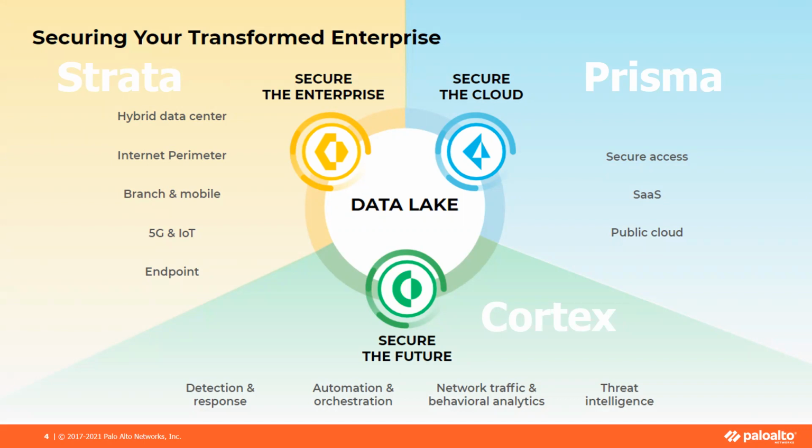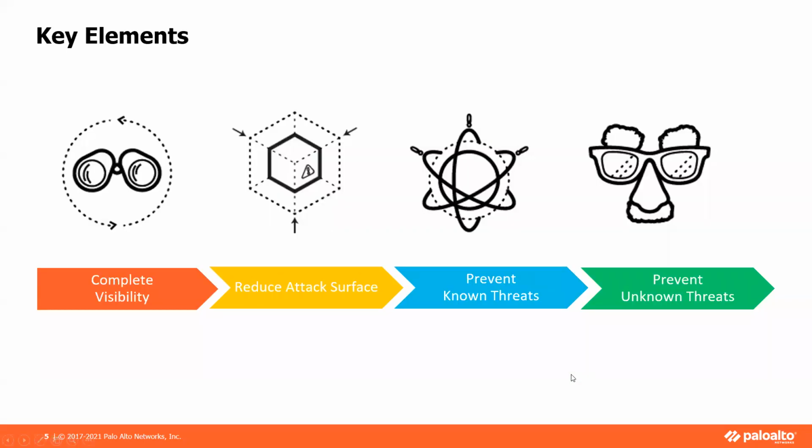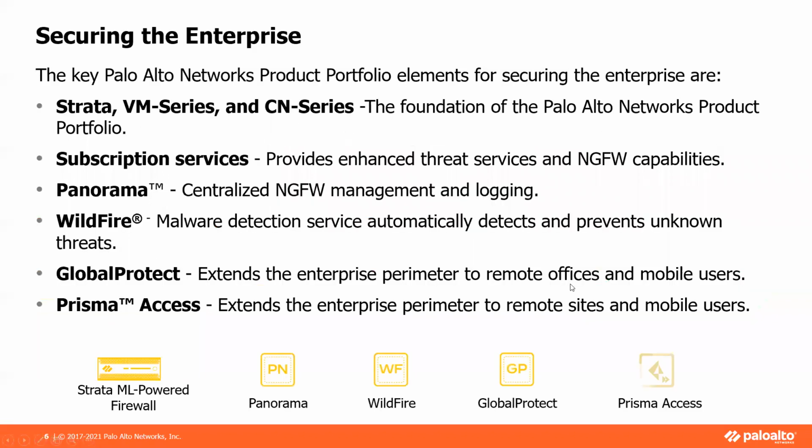So these are what is defined as their different points. You have Strata, which is into their hybrids and their IoT points and securing the enterprise side. On the cloud side, they use their Prisma. And down here is Cortex, this is kind of their future, their detection, response and threat intelligence, et cetera. The key elements that they talk about, you can see on the screen, I don't need to break those up.